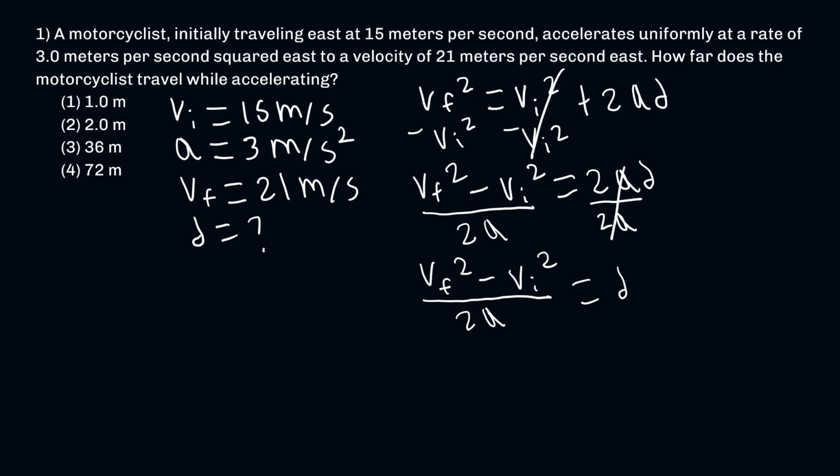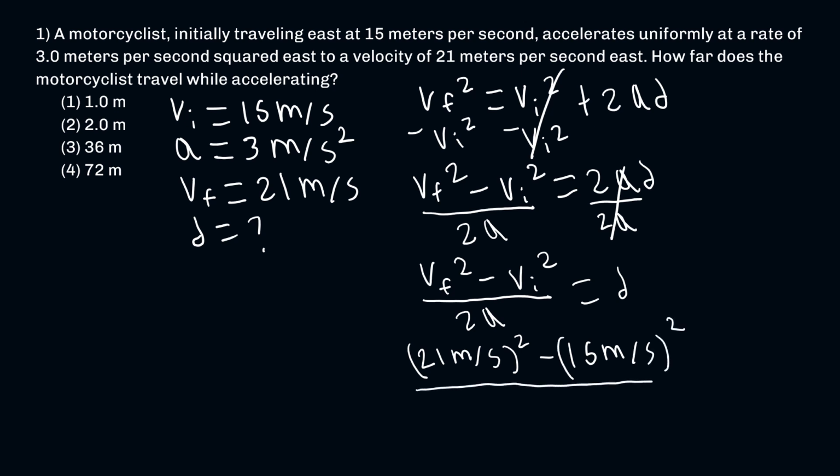Don't need to do substitution with units on a part 1, but I'll just do it for practice purposes. So my final velocity is 21 meters per second raised to the second power, minus my initial velocity, which is 15 meters per second raised to the second power, all over 2 times my acceleration, which is 3 meters per second squared. I'll pull this over to the side here just to do the math, but you can just plug into your calculator if you're good from here.